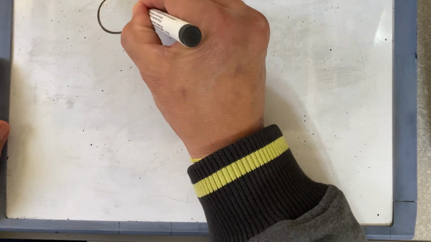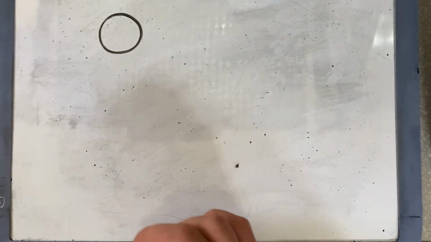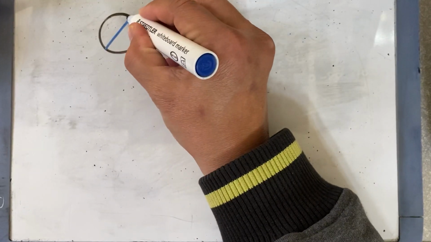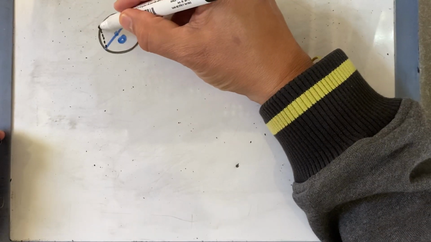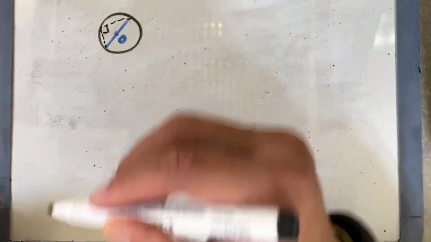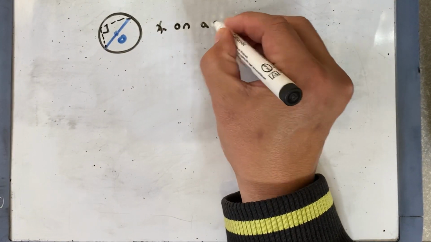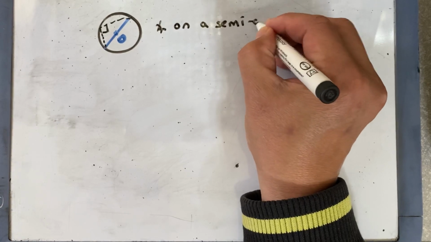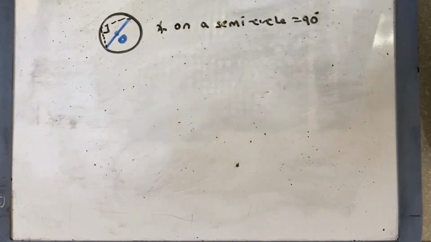The first theorem is, when you have a circle, and if you have a line that cuts across the middle, the center O, that means you have 2 semicircles. If you were to draw a point on the circumference, that angle will always be 90 degrees. So the first theorem is that angle in a semicircle must add up to 90 degrees. We shall look at an example now, okay?